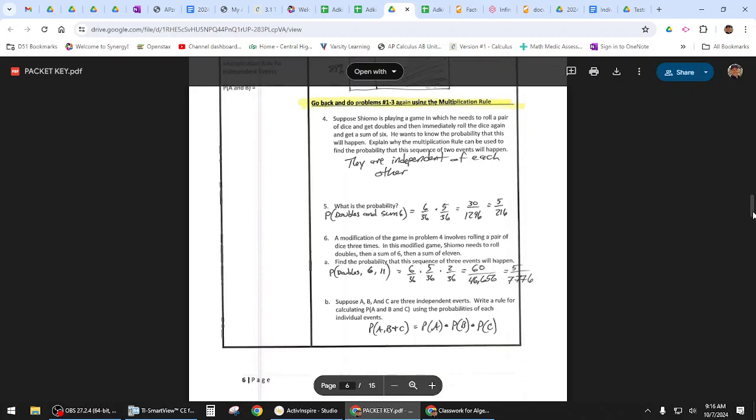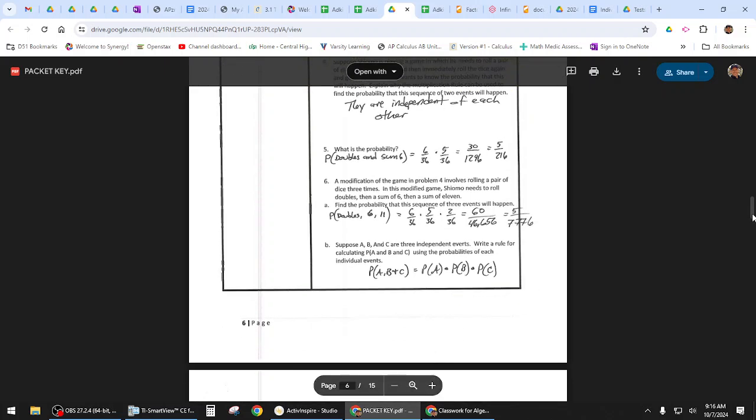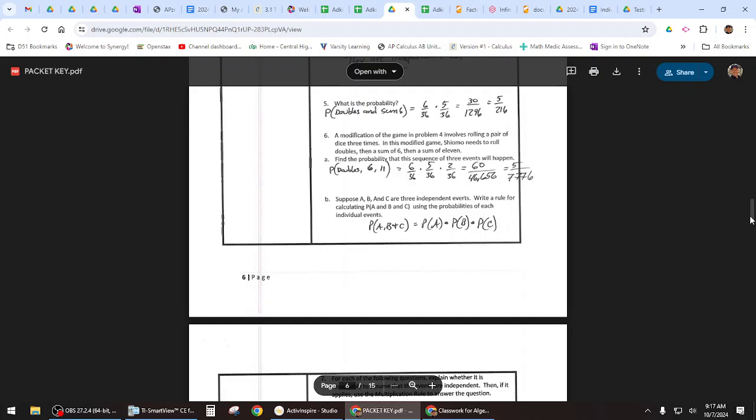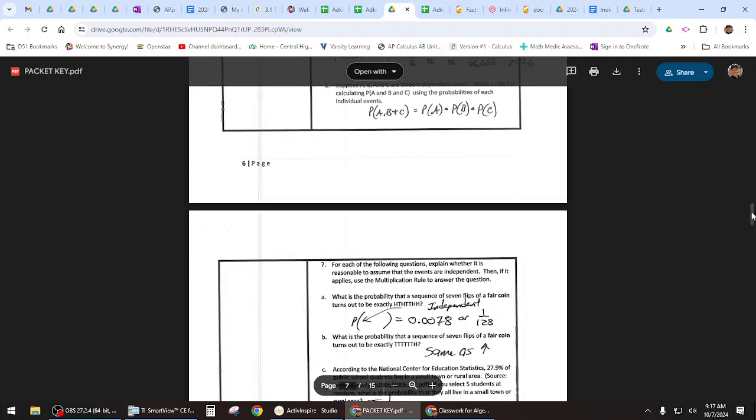Right. Part B. It's just the multiplication rule. That's all. That's just with the C added. That's all that is. All right, page 7.